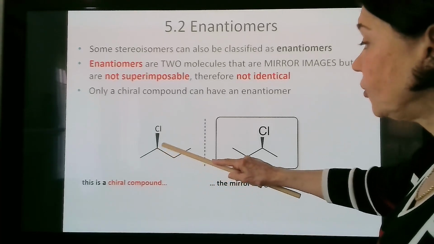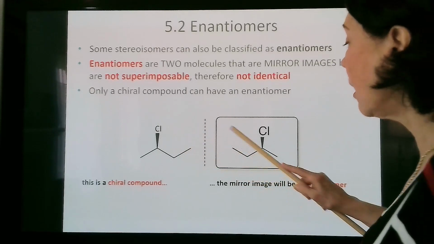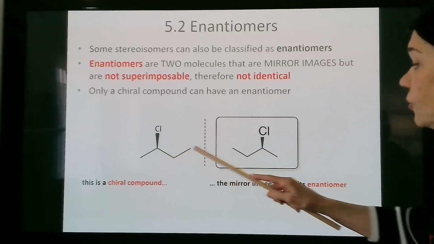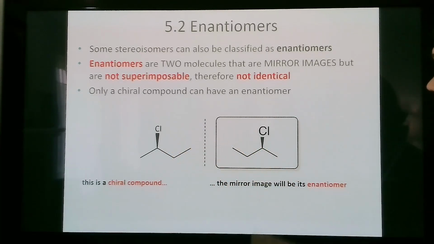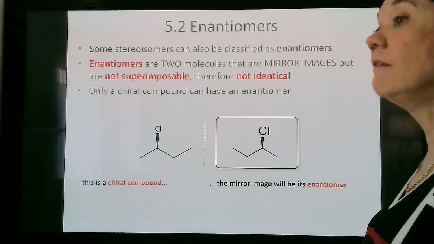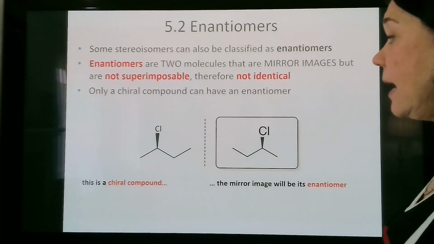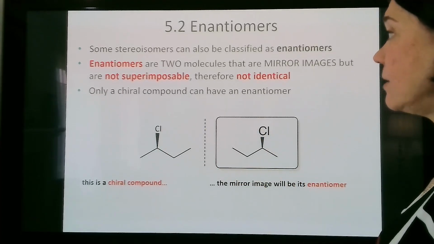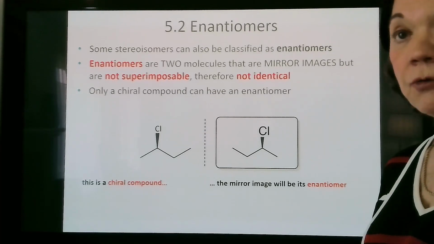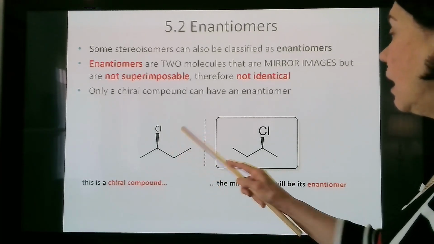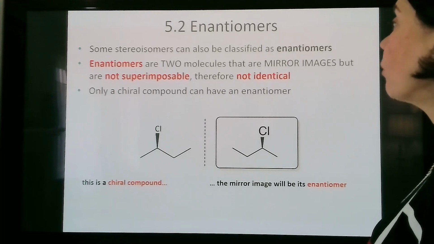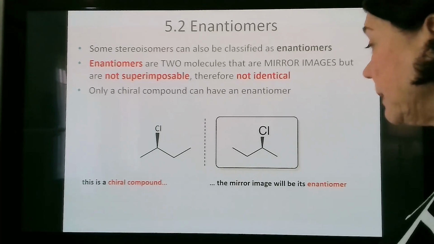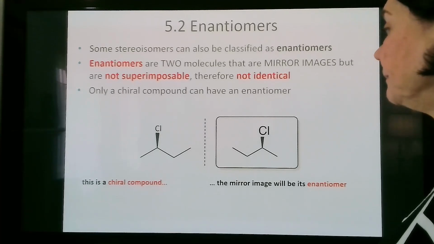But remember, this has a CH, so this is a chiral compound, and it has its mirror image. These two are mirror images of each other. They form a pair of enantiomers. This is one enantiomer. That is the other enantiomer. This is a pair of enantiomers, just like your left and right hand are enantiomers and form a pair. So their mirror images are enantiomers.